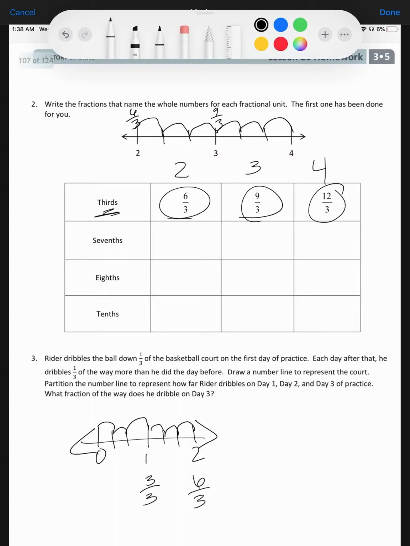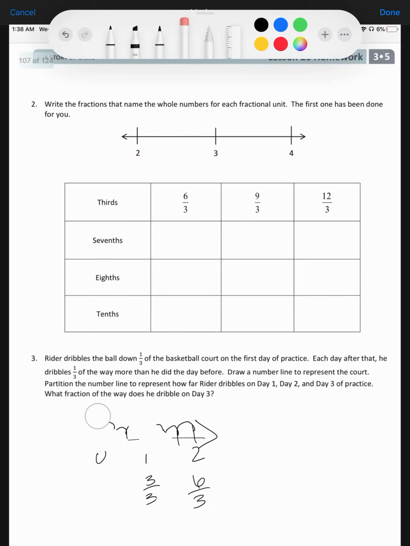Notice 2 times 3 is 6. The whole number times the number of pieces gives us the numerator. 3 times 3 equals 9. 4 times 3 equals 12. Do you see the pattern here? So erase that to get rid of our mess and come back over here.